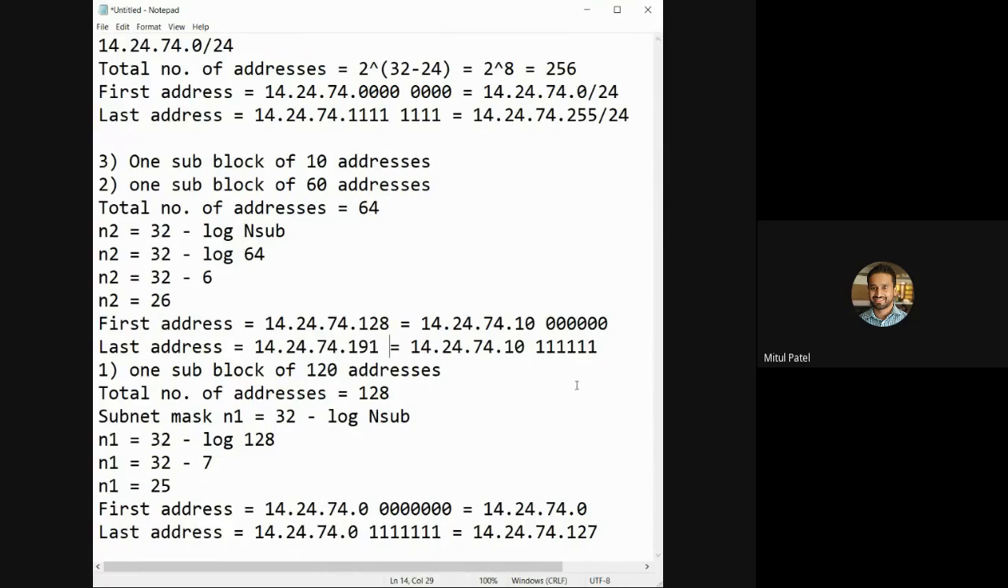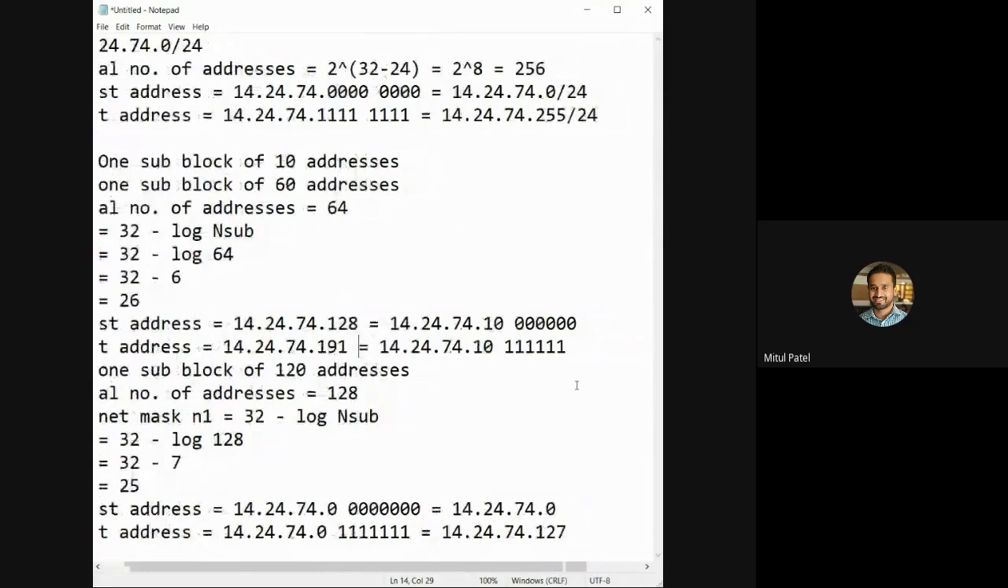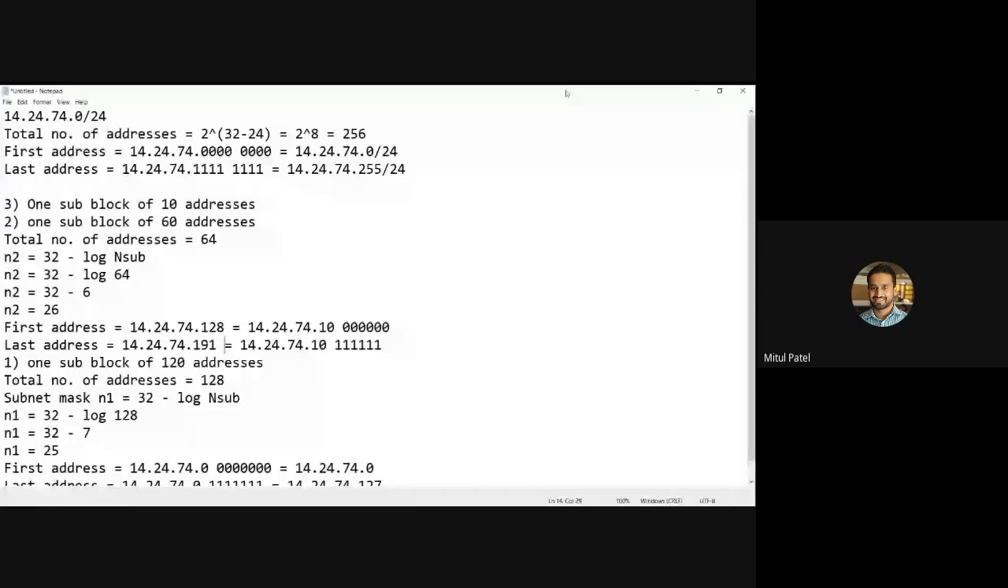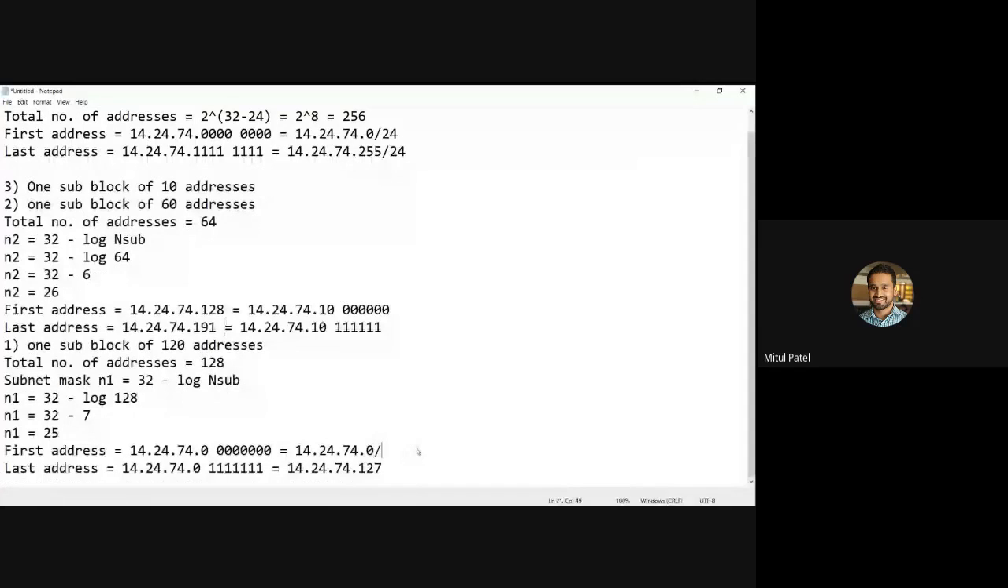Okay, so here for this first block the subnet mask is /25. Here we need to indicate the subnet mask by writing slash notation. So /25, and for this one our slash notation is /26. Okay, now these two blocks are complete.